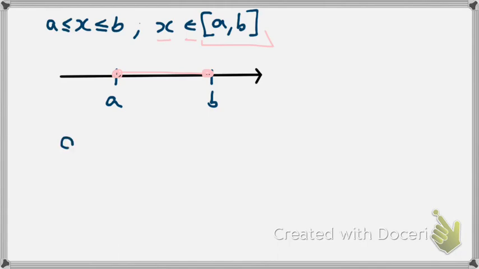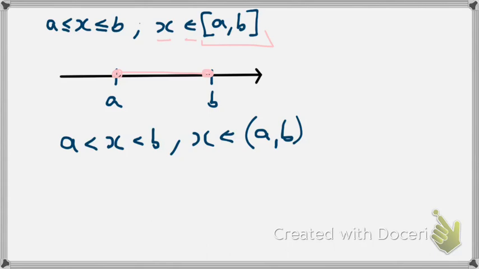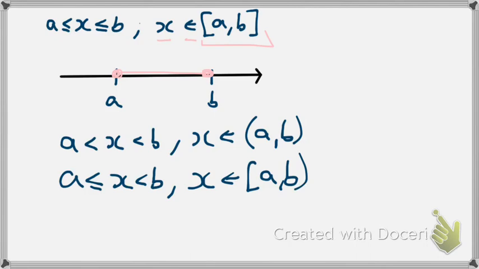Another thing you could write is x between a and b without the endpoints, in which case you would write x is in the open interval a and b. And if you close at one end and open at the other, then you can probably guess: closed at one end, open at the other.